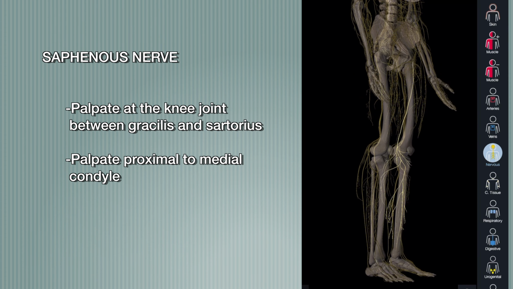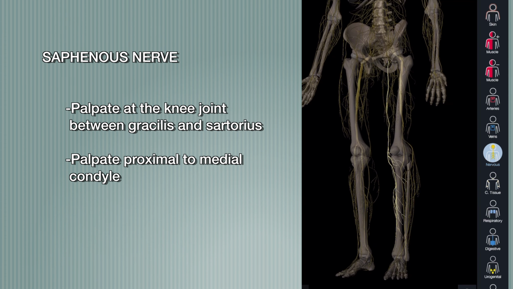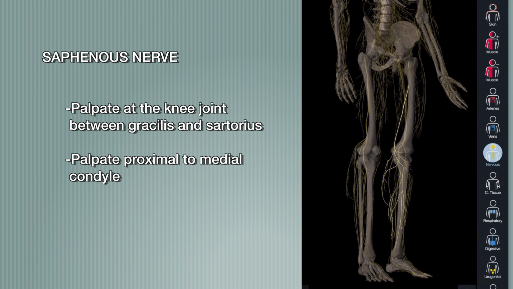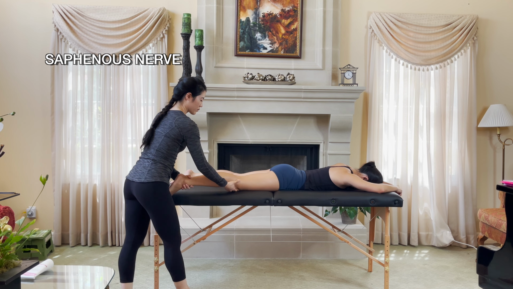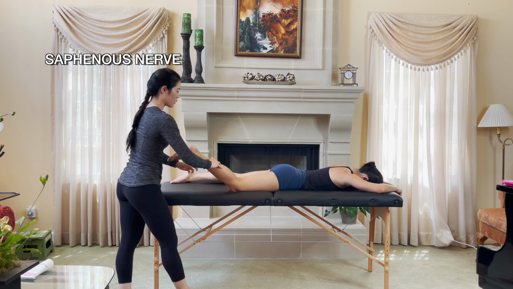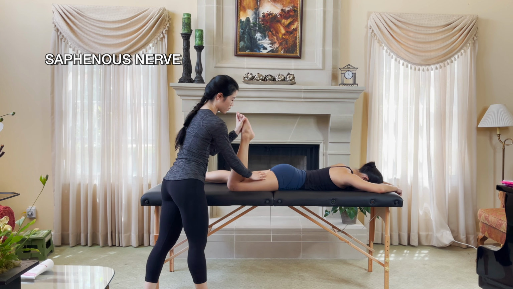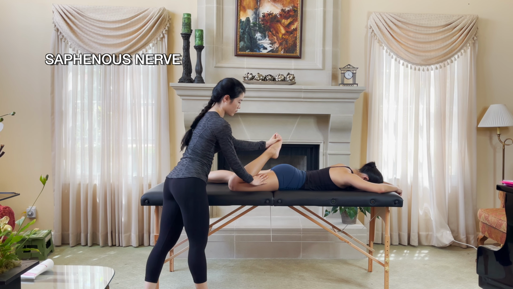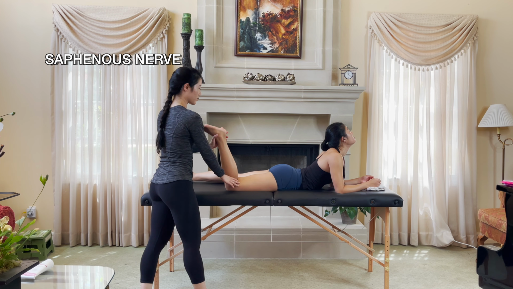Be sure to ask if there's any history of knee surgeries or injuries. For the saphenous nerve, you're going to do the same thing, except you're going to abduct that femur, as well as internally rotate the femur to spiral that saphenous nerve into its tensioned position.